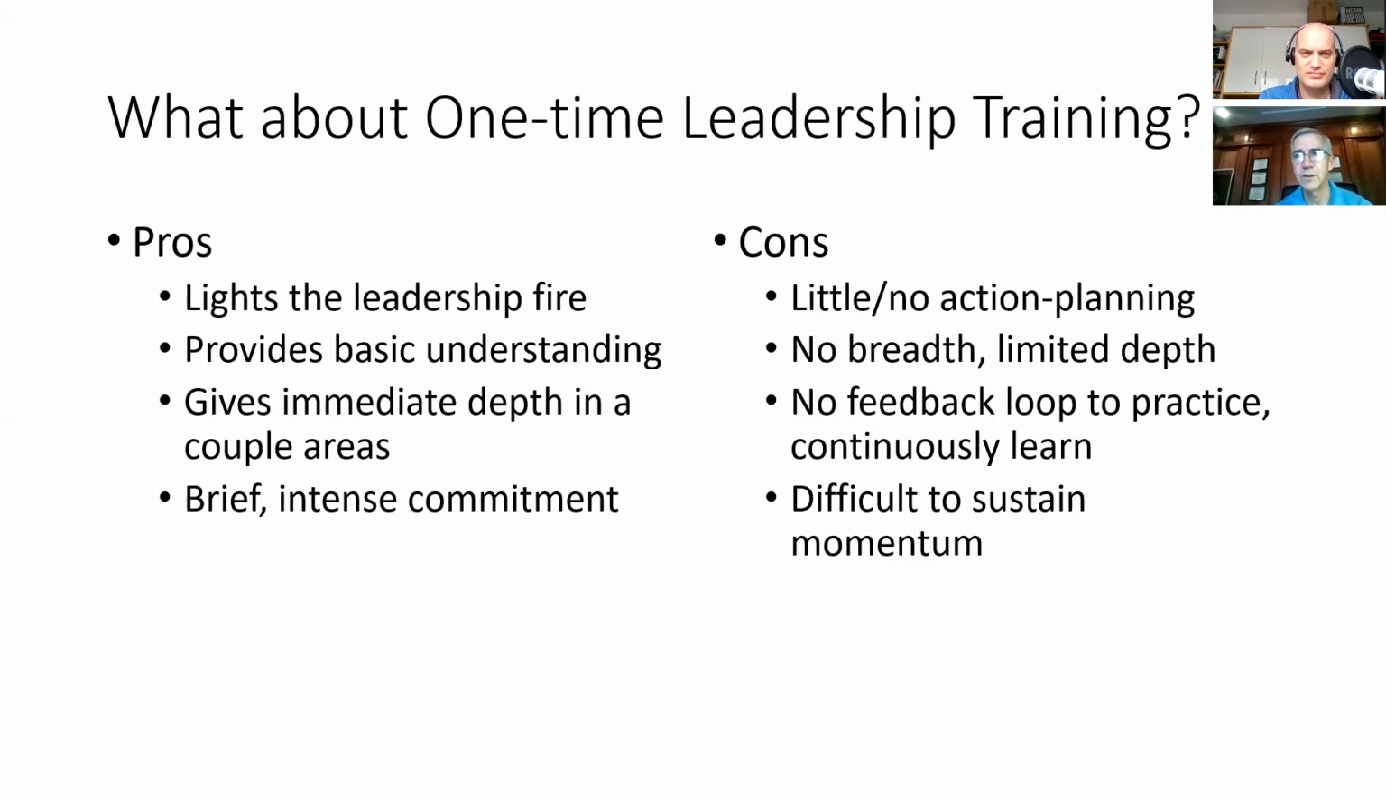We try to do this in the JSM course that I teach, at least have people write down and try to commit to a couple of things, but most of the time it's just continuing their study. That's the biggest thing, is trying to create this habit of leadership study. As I said, you can have some depth in a couple areas, but the breadth is limited. There's no feedback loop.